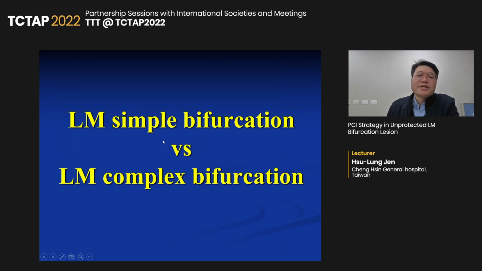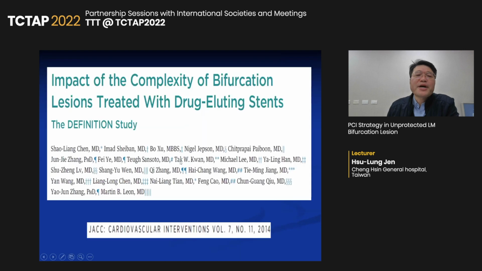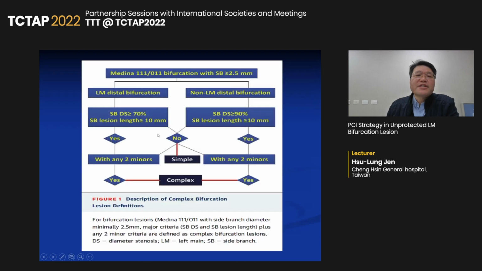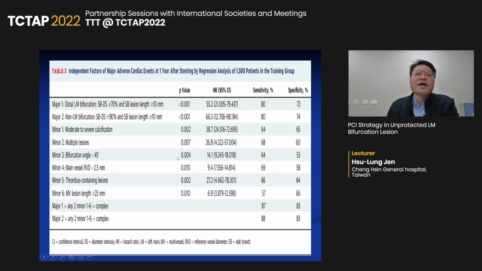So how do we differentiate a simple bifurcation from a complex bifurcation? Maybe we can look at the DEFINITION trial. The DEFINITION trial at first included only true bifurcation, including Medina 111 and 011. For distal left main bifurcation, a side branch diameter stenosis more than 70% and a lesion length more than 10 millimeters are the major criteria, and it should also include two minor criteria. Then we say it's complex. The others were separated as simple lesions.